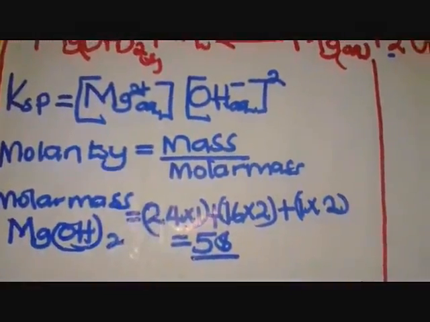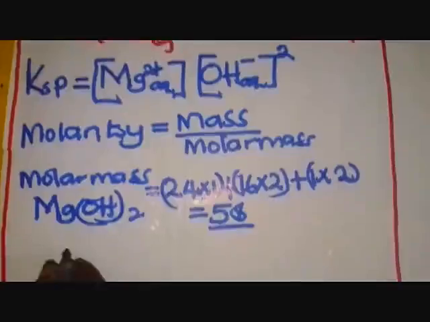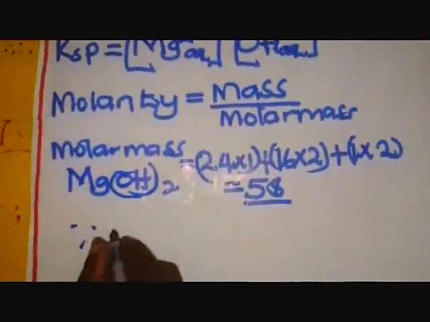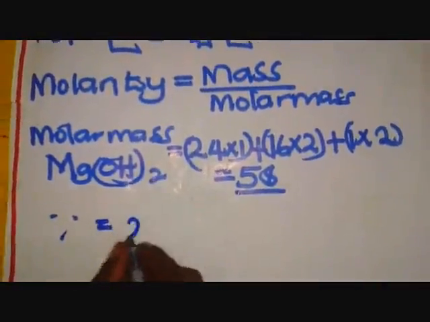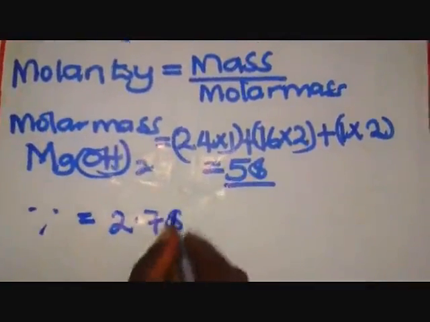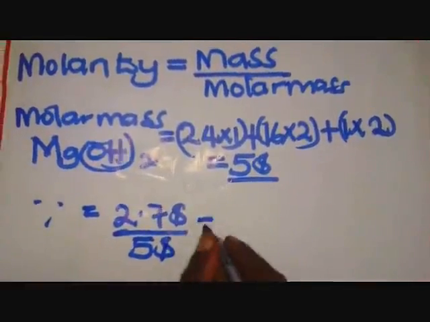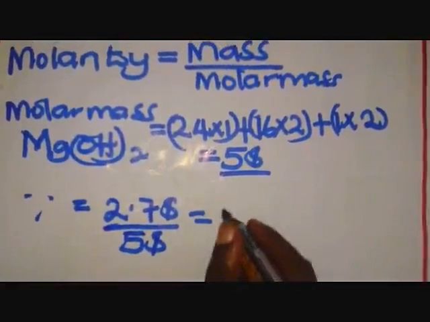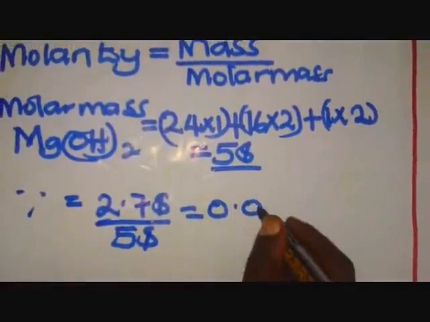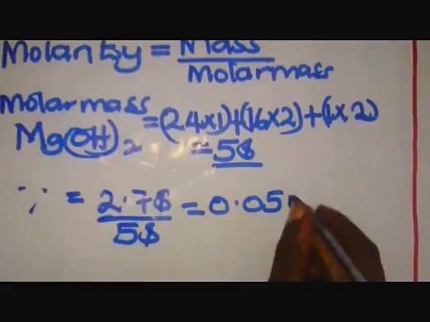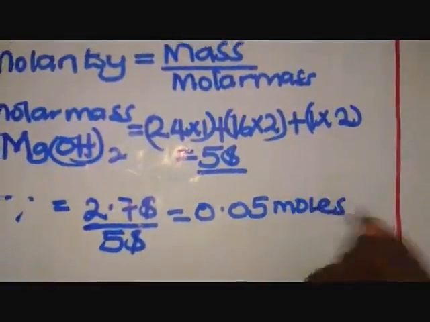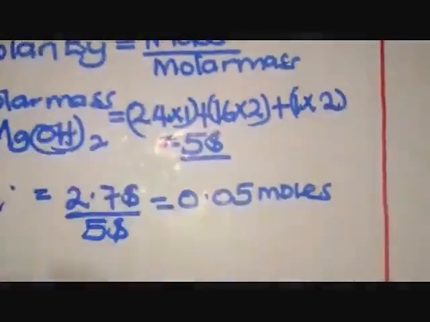Then from there, we are going to find the number of moles. We shall just substitute that our mass, which was given in the question, is 2.78. Then divide by our molar mass, which is 58. And then we arrive at our answer. When you get your calculator, there is 0.05 moles. But remember, they want Ksp. So from there we are going to relate.